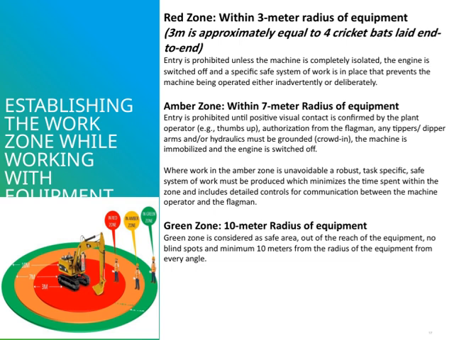To give you a sense of scale, 3 meters is roughly equal to 4 cricket bats laid end to end. So think of that as a close but controlled distance.